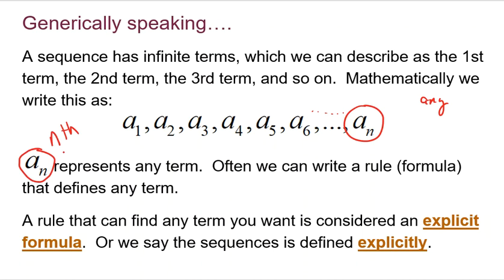So now a rule that can find any term you want is considered an explicit formula, okay? Or we say that the sequence is defined explicitly. So if you have a rule, if you have a formula that can help you find any term you want, we call that an explicit formula, and it means that the sequence is defined explicitly.